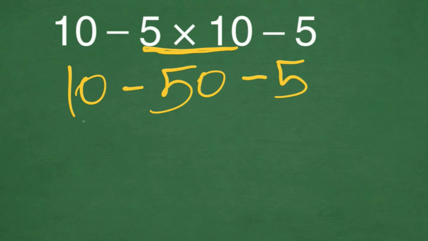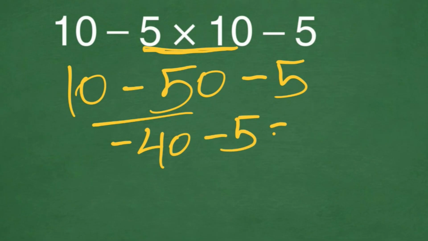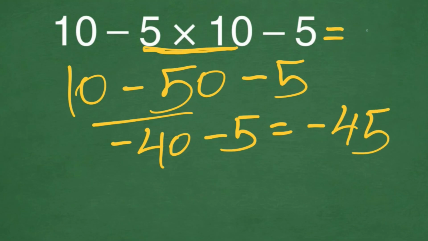the next equation, and 10 minus 50 gives us negative 40, and negative 40 minus 5 is equal to negative 45. So the final answer to this question is negative 45.